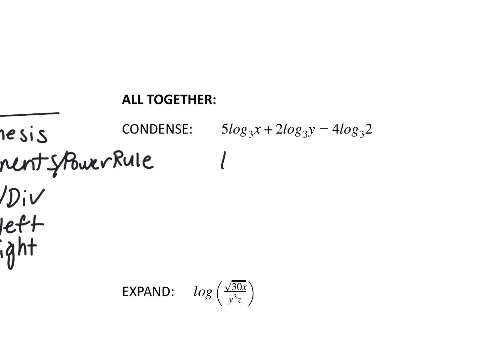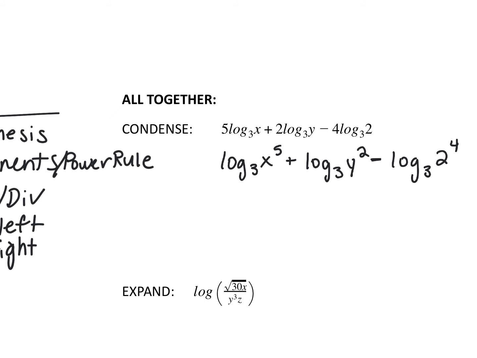So for instance, on this first one, it needs to be log base 3 of what? X to the 5th. The next one is going to be log base 3 of what? Y to the second. And then the next one is going to be log base 3 of what? 2 to the 4th. Cool. You with me so far? Okay. And now, all we have left is multiplication and division from left to right.